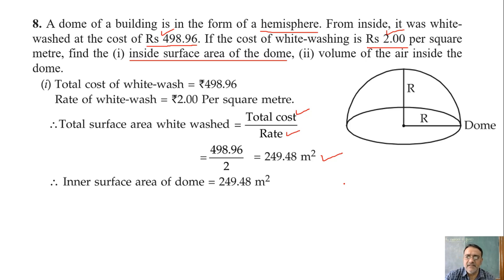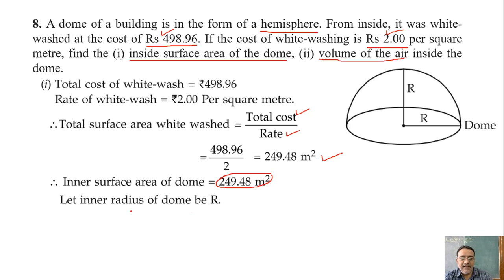Any doubt in first bit? No, sir. Okay. Now for volume of air, we require radius. So now with the help of inner curved surface area, we will find the radius. What is the formula of inner curved surface area of dome? 2 pi r square. Very good. So let the inner radius be r, and therefore 2 pi r square is equal to 249.48.